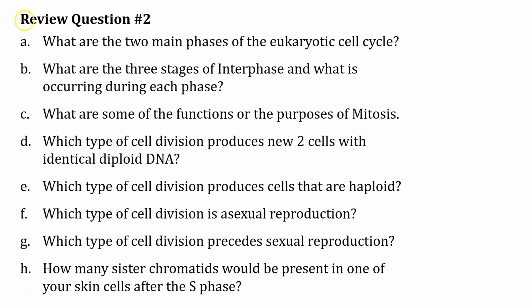All right, part A, the two main phases of the eukaryotic cell cycle. We're going to have interphase, and then also the mitotic phase. What are the three stages of interphase? Well, there's G1, there is the S phase, there is the G2 phase, and then there's also kind of this weird one, G0, where the cell's just doing its normal thing.